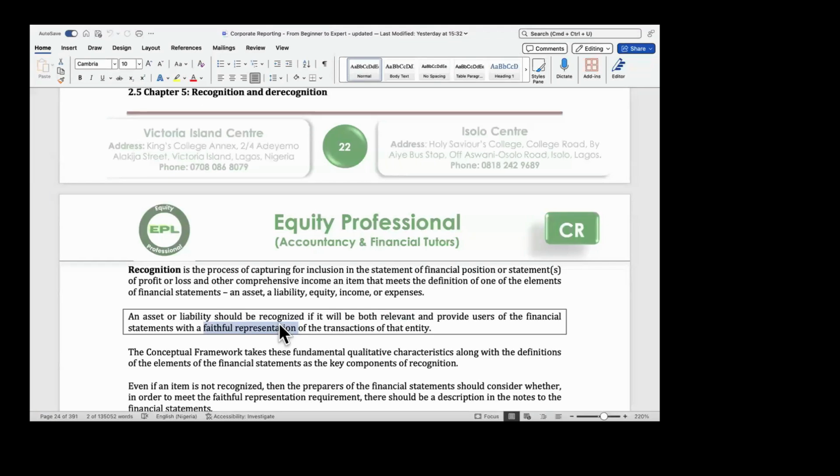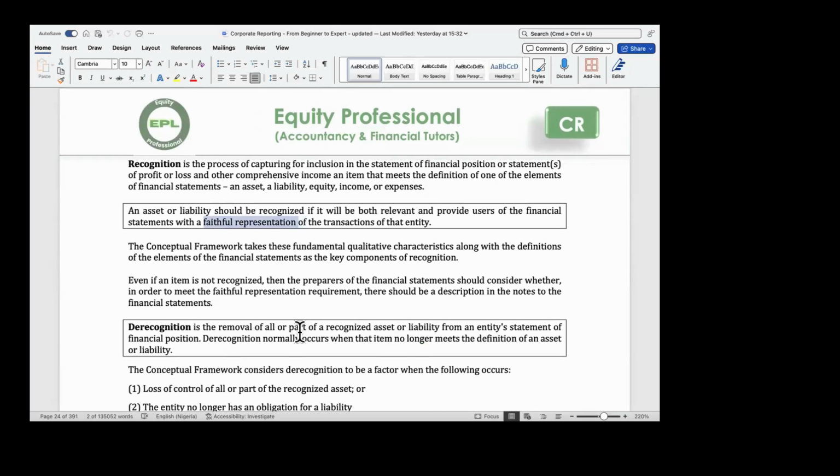Therefore, if an examiner asks you recognition criteria for items in the financial statement, number one, the item must meet the definition of elements. Number two, that item must be relevant and must be a faithful representation of the transaction. Those are the recognition criteria. On the flip side is derecognition. So derecognition is the removal of an item from either the statement of profit or loss or the statement of financial position, and you remove them when they no longer meet the definition of either an asset or a liability, as the case may be. When they no longer meet the definition, you remove them, you derecognize them.